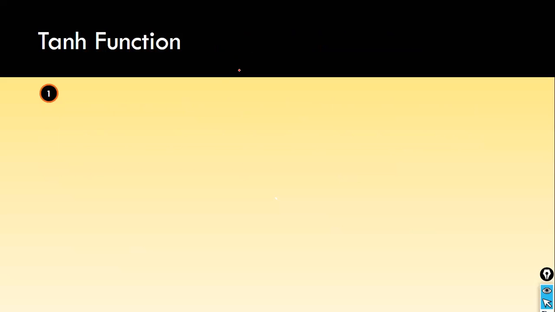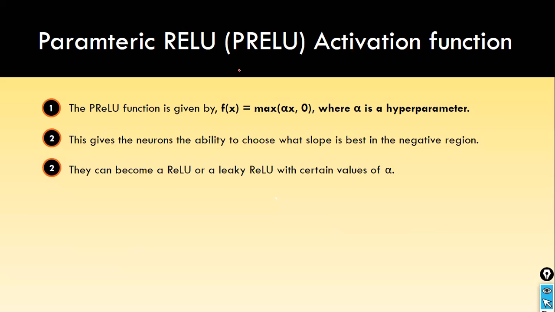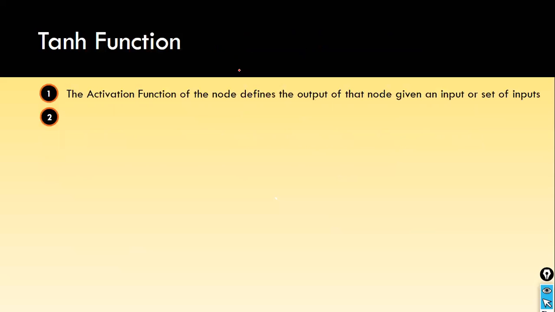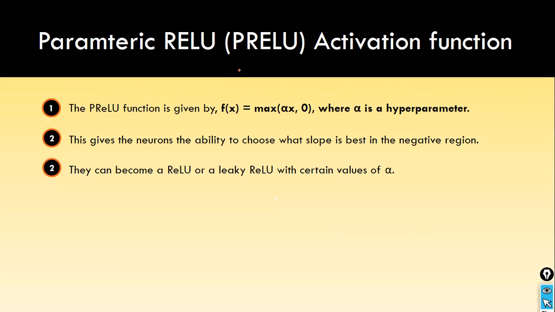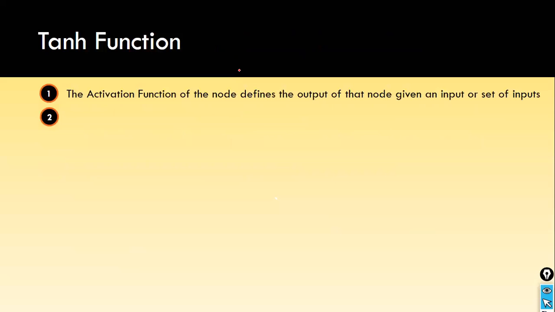Alpha is a hyperparameter, kind of like a learning rate. You can specify some value here, and based on the alpha value, it may become a ReLU or a leaky ReLU. So you need to choose the best, optimal value for alpha.